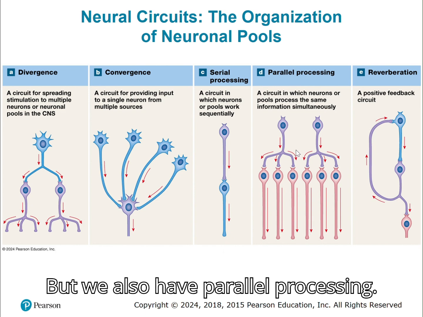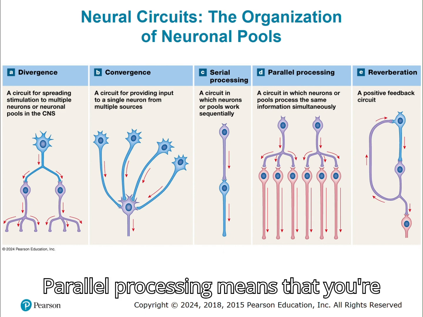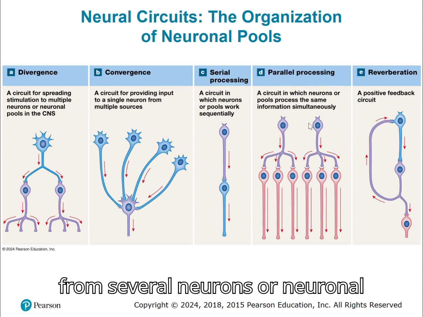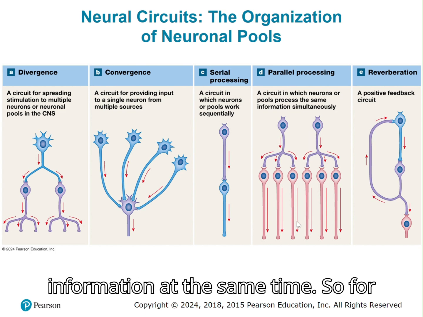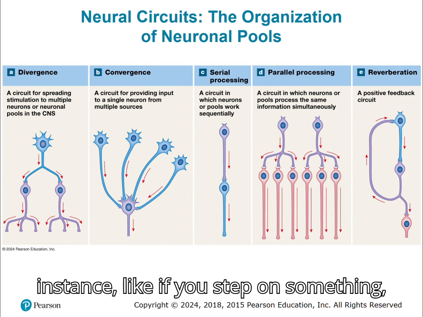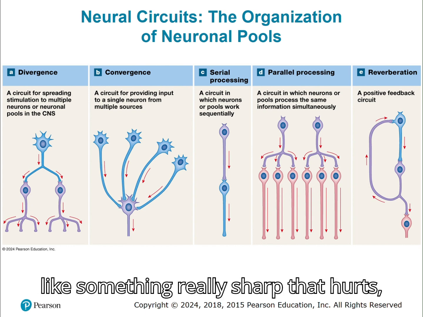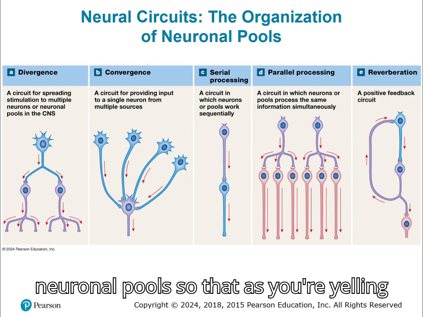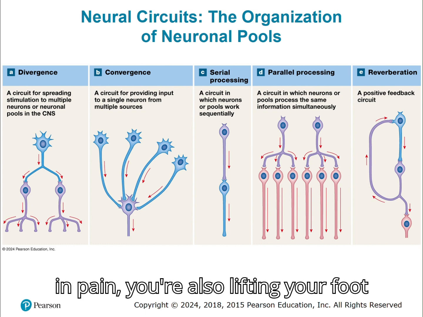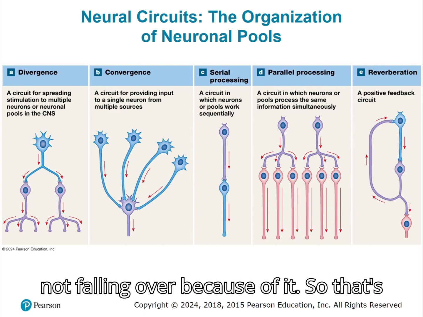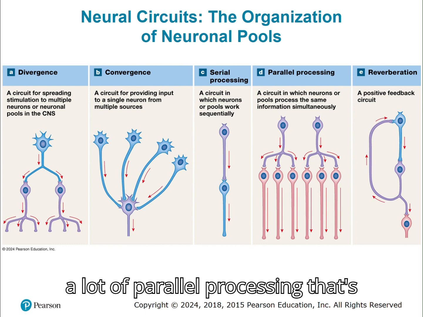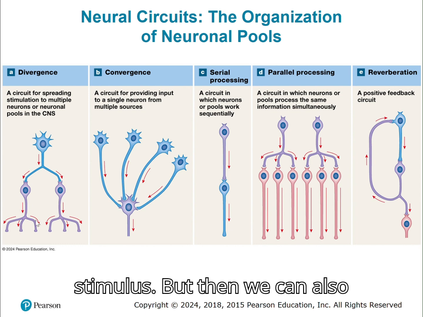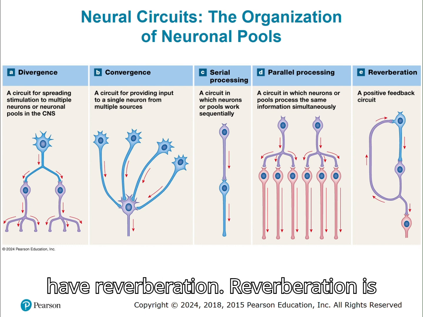But we also have parallel processing. Parallel processing means that you're getting the same information coming from several neurons or neuronal pools that are processing that information at the same time. For instance, if you step on something really sharp that hurts, you get a signal that is spread through several neuronal pools so that as you're yelling in pain, you're also lifting your foot and shifting your weight so that you're not falling over because of it. So that's a lot of parallel processing happening because it's a complex reaction based on that one stimulus.